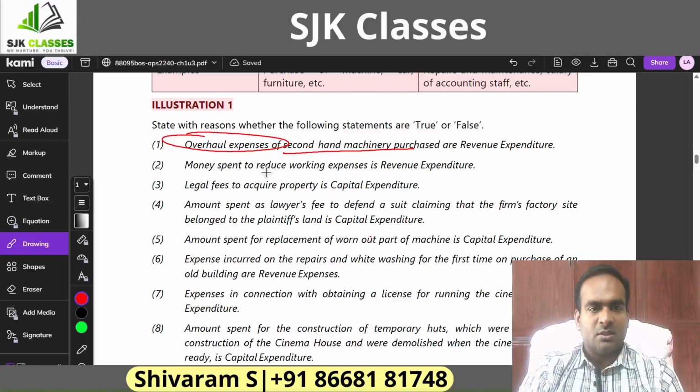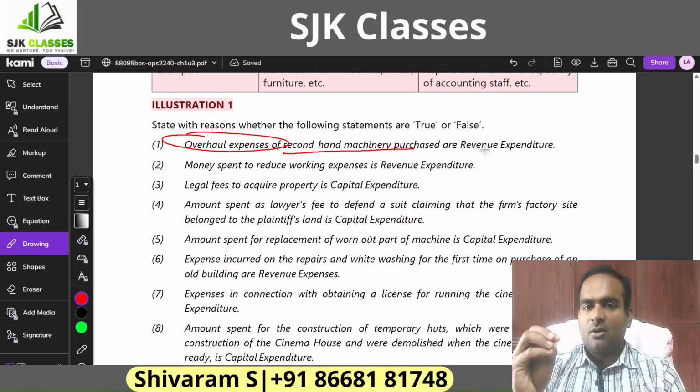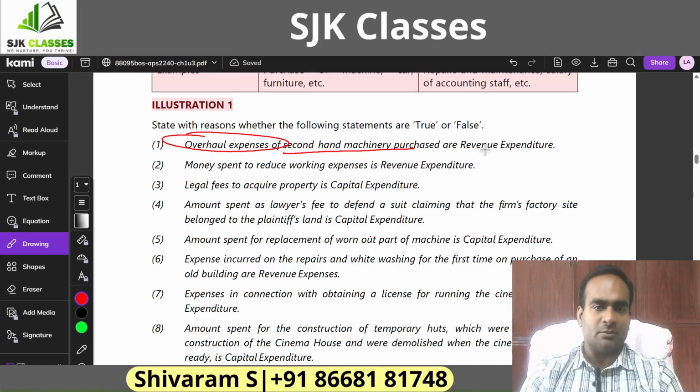Now, if you look at this question here, overall expenditure for second machinery. Without incurring this overall expenditure, will you be able to use the asset? Answer is no. So what happens? This statement is false. This will be called as a capital expenditure. I hope it's clear. Very simple. Without doing the machine overhauling, we will not be able to use the asset. So this overhauling cost, which has been incurred to bring the asset to usable condition, hence this overhauling cost for second machine will be called as a capital expenditure.